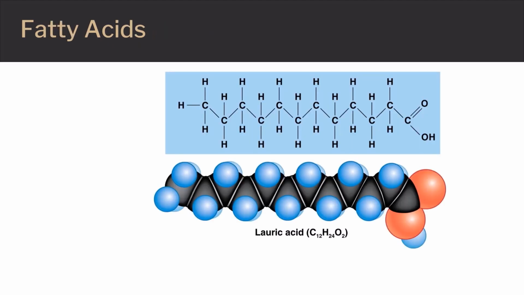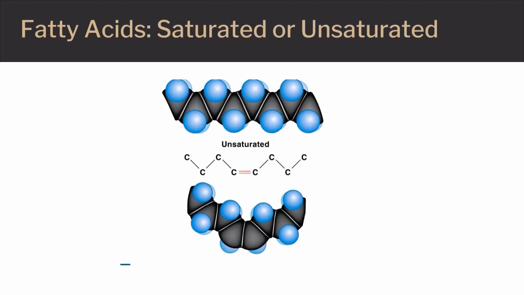Fatty acids are long chains of carbon and hydrogen with a carboxyl group, COOH, at one end. They are relatively nonpolar, except for the carboxyl group. A fatty acid is either saturated, that has single covalent bonds only, or unsaturated if it has one or more double covalent bonds. The presence of a double bond causes a sharp bend in the molecule.